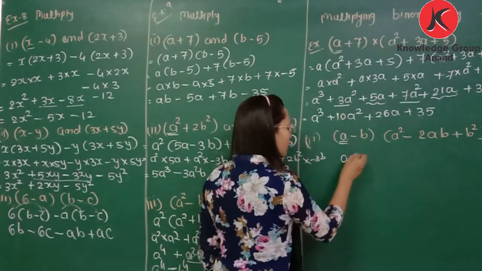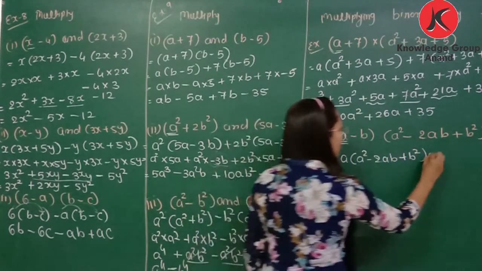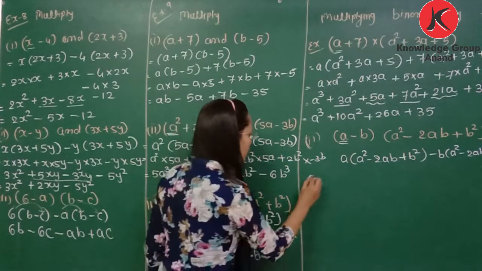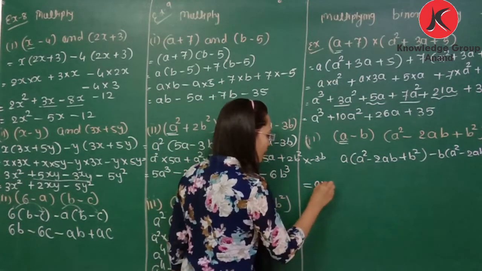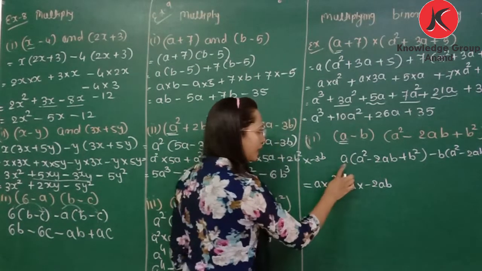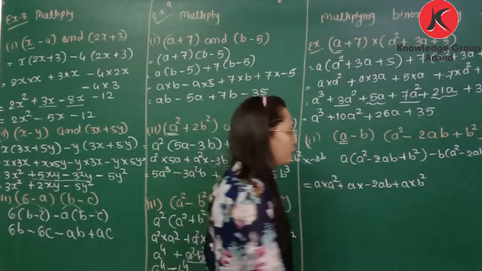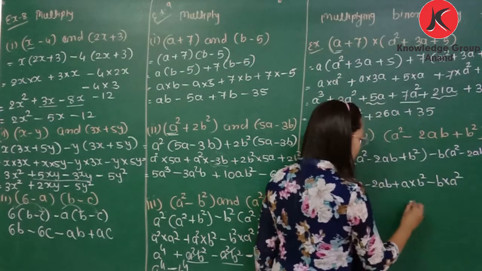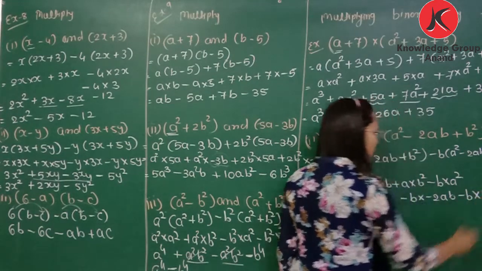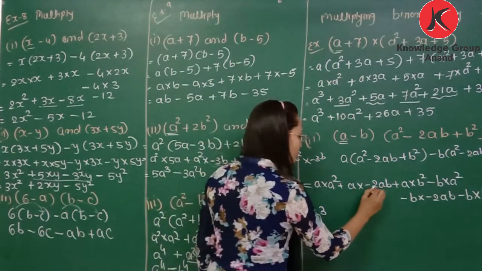So now a is multiplied with a square minus 2ab plus b square and minus b is multiplied with a square minus 2ab plus b square. Okay. Now here a is multiplied with a square, a is multiplied with minus 2ab, a is multiplied with b square. Whenever there is a negative sign in an expression, be very careful. Minus b is multiplied with a square, minus b is multiplied with minus 2ab and minus b is multiplied with b square.